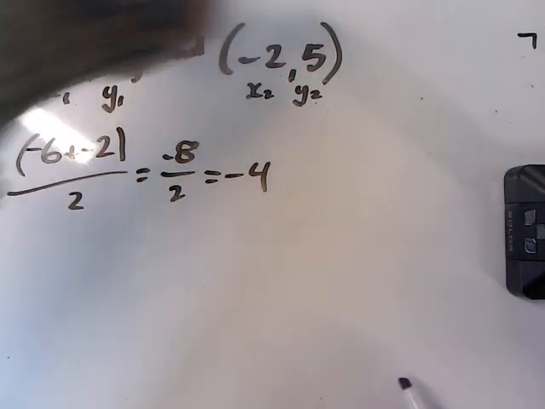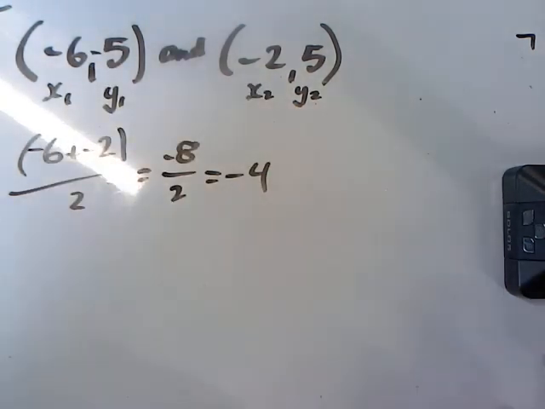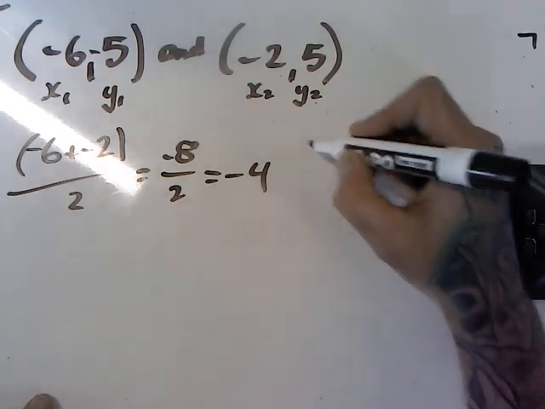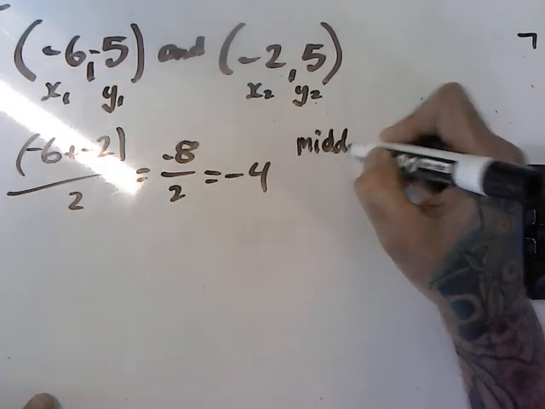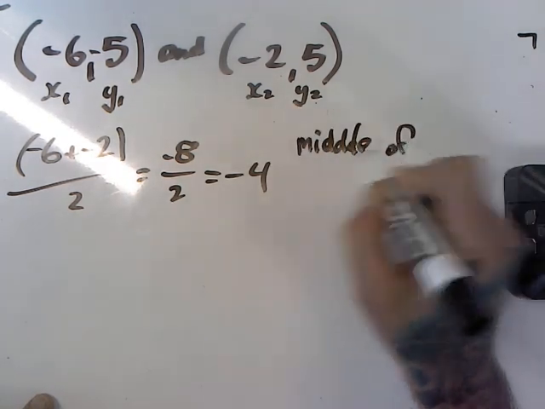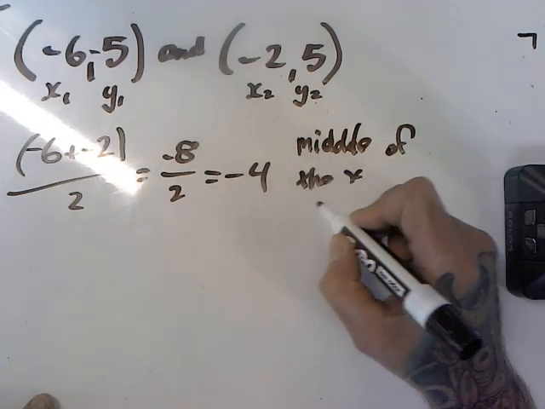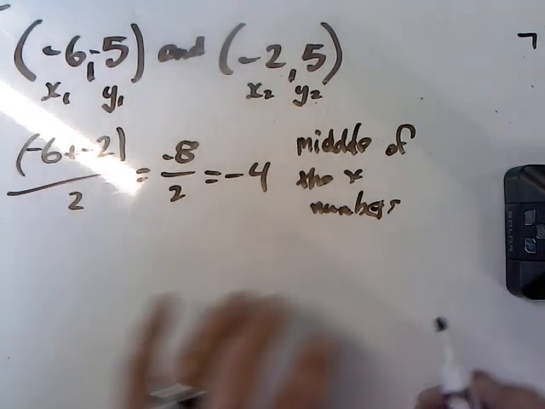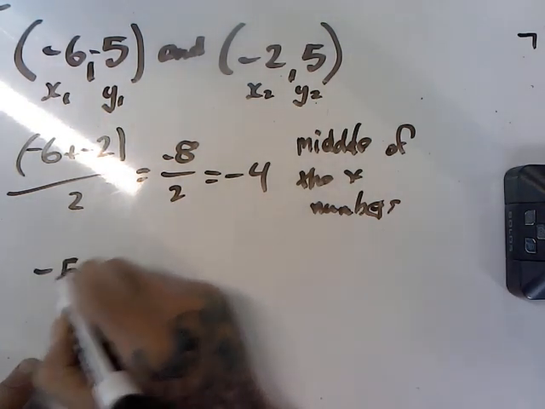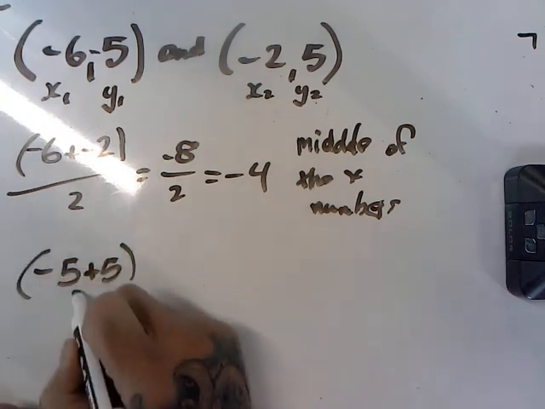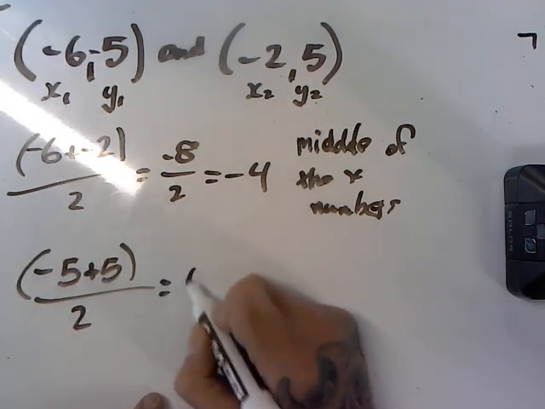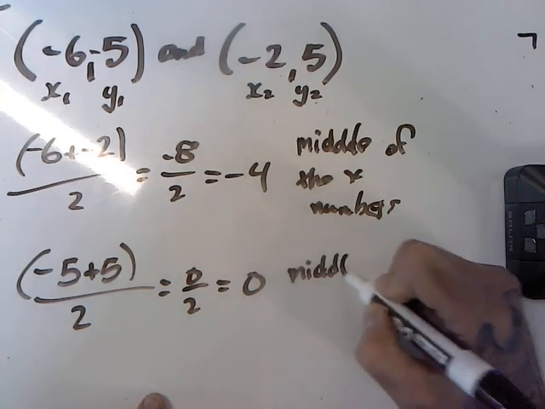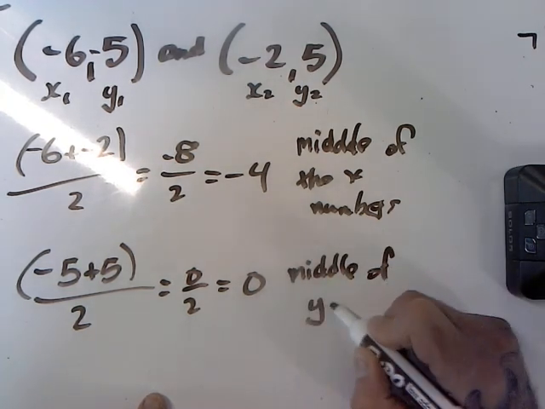What's in between negative 5 and positive 5? A lot of you told me 0, and you did the same thing. This was the middle of the x numbers. And then we find the middle of the y numbers. Negative 5 plus 5, cut it in half. We get 0 divided by 2 is 0. This was the middle of the y numbers.